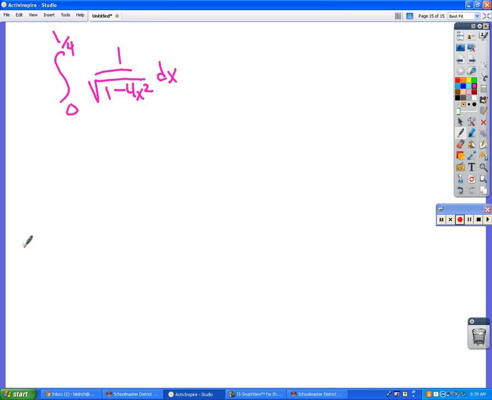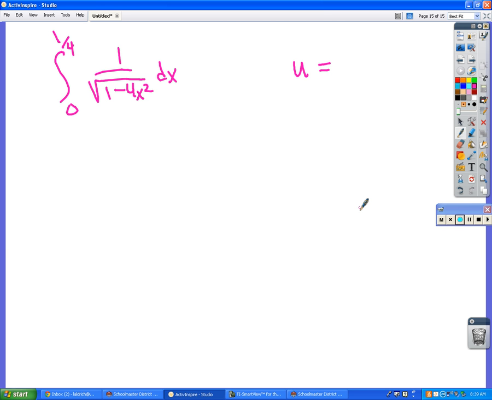Because in the antiderivative formula, it's not 1 minus x, it's 1 minus x squared, right? So we need to figure out what u squared is. All right, let's not figure out what u squared is. You tell me what u is then, and I'll tell you why that's not going to work.